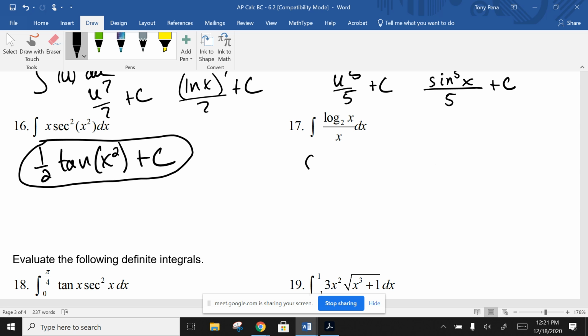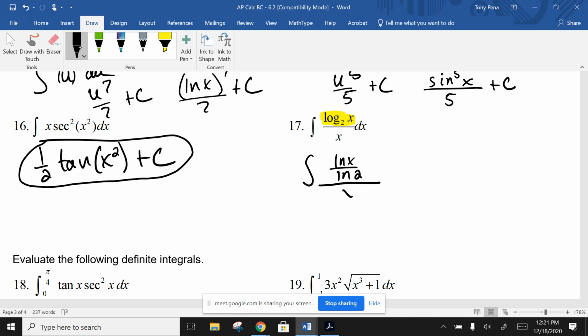17 is different. We haven't done one like this yet. Regular logs. So a long time ago when we did the derivative of these, what I always told you is we always want to rewrite a common log using natural logs, using the change of base formula. It's one of another property from last year. Same holds true with an antiderivative. Pretty much anytime you have a common log, we're going to rewrite this. So I'm going to rewrite the log base 2 of x as the natural log of x over the natural log of 2. We would have done that with the derivative. You're going to do the same thing with the antiderivative.